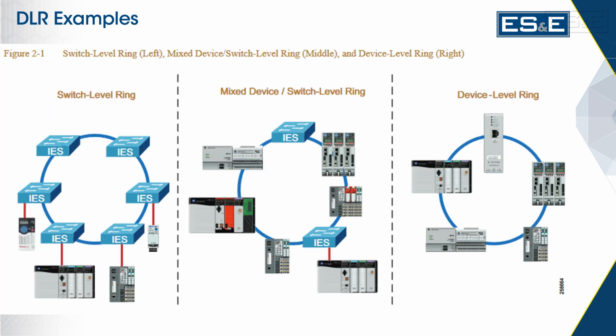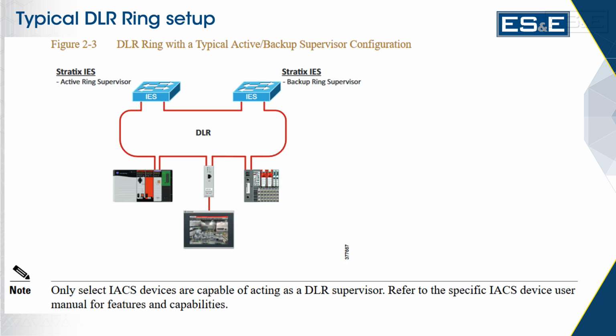These are the different DLR examples. So we could have all switches, mixed switches and endpoint devices, or all endpoint devices. Here's a typical active-backup supervisor configuration, where we'd have two Stratix switches, one being the active supervisor, the other being the backup, so that if something fails in this area, it knows how to get back around to this backup supervisor and also back around to the active supervisor.